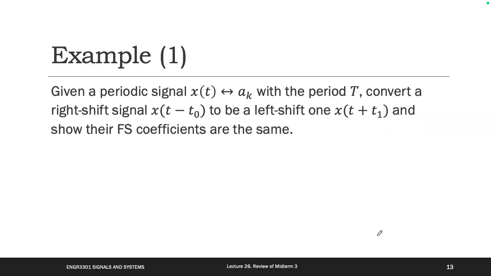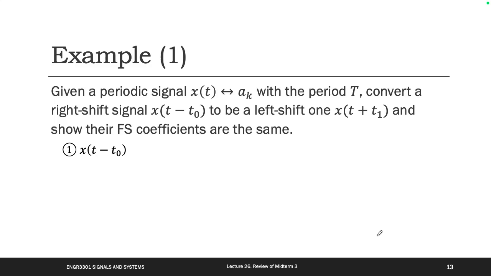Okay, and then let's try to talk about an example. Given a periodic signal x(t), the FS coefficient is a_k, and the period is capital T. Convert a right shift signal x(t - t0) to a left shift one x(t + t1), and show their FS coefficients are the same. Yeah, let's try to deal with it.